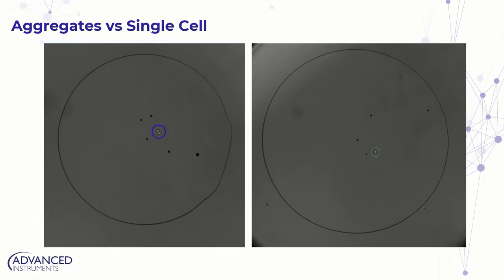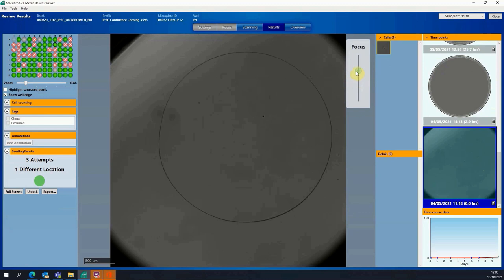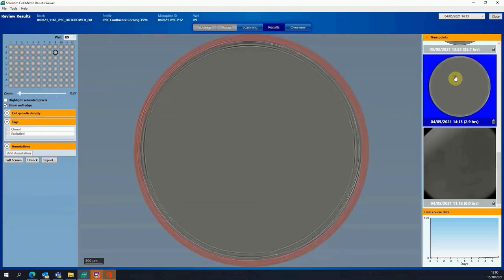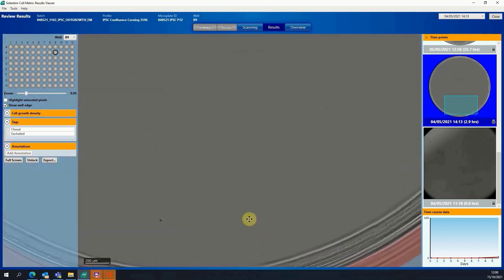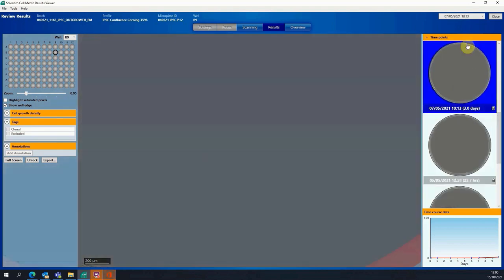VIPS can detect the difference between single cells and aggregates, so the presence of some aggregates is acceptable to preserve the viability. The viability of the iPSC cell suspension must be greater than 95% to proceed. Once seeding is complete, the iPSC confluency scan profile should be used to perform whole well imaging for all time points on the VIPS, limiting dilution and serial dilution plates set up.